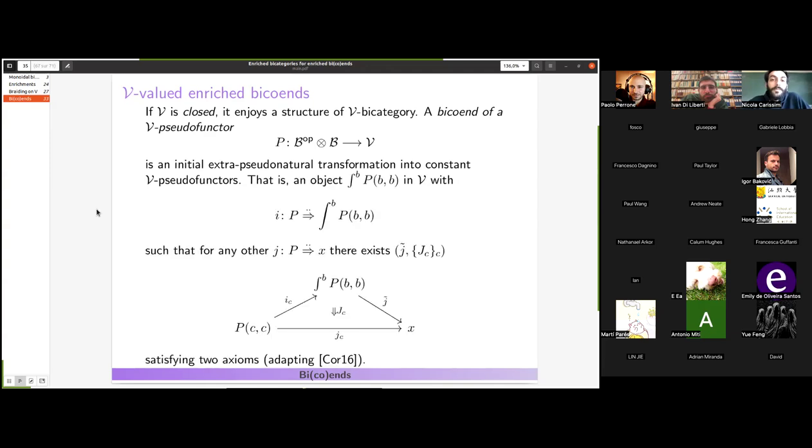What does that mean? Basically, it's an object in V, which we denote with the integral sign as usual. And we consider with that a structural extra pseudonatural transformation from P to the constant pseudofunctor with this value, such that for every other one, J going into X, we have a pair: J tilde and a family of isomorphisms J_C, indexed by objects in B, fitting this triangle, witnessing in some sense the initiality, and satisfying two axioms, which I managed to write down in translating the axioms given for plain bicoends in a work of Alexander Corner in his PhD thesis in 2016.